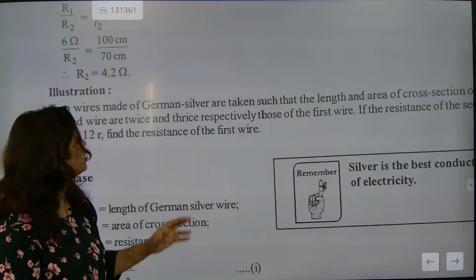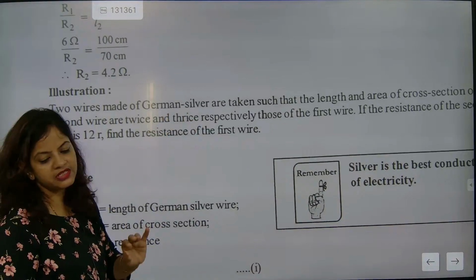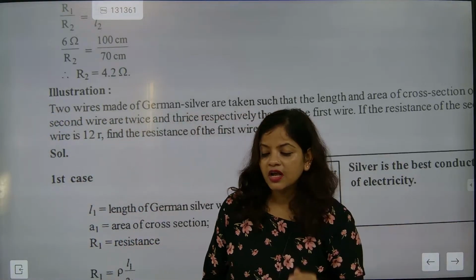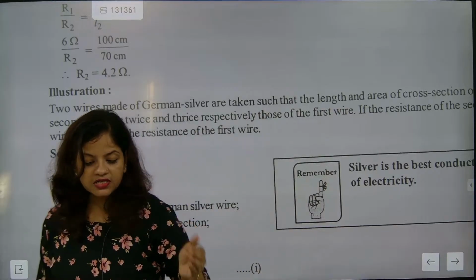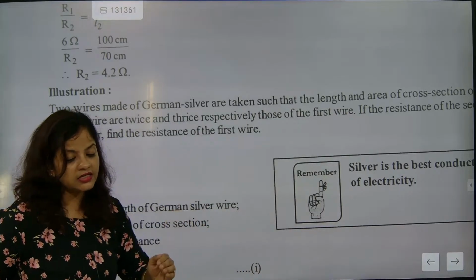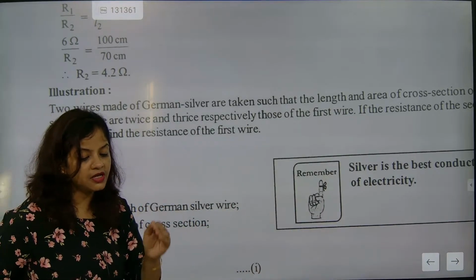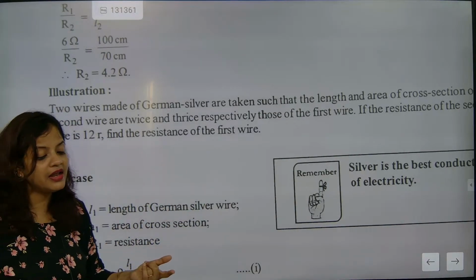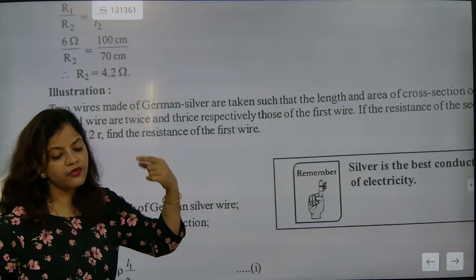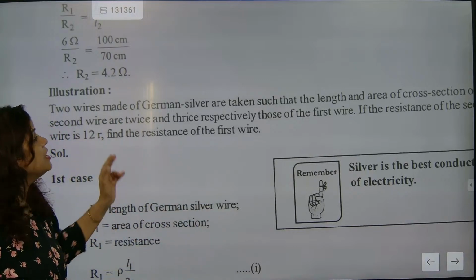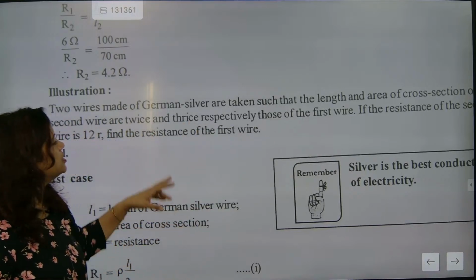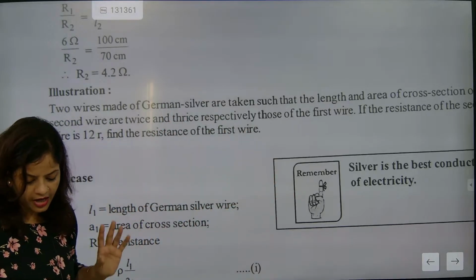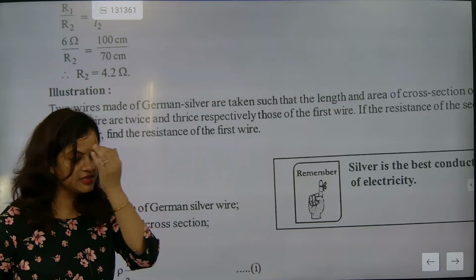Now see, two wires made of German silver. Both are made with the same German silver. Try to understand the question. But the second wire's length is two times the length of the first wire, and its area of cross section is three times the area of cross section of the previous one. Understood? So these are exactly the two cases given.